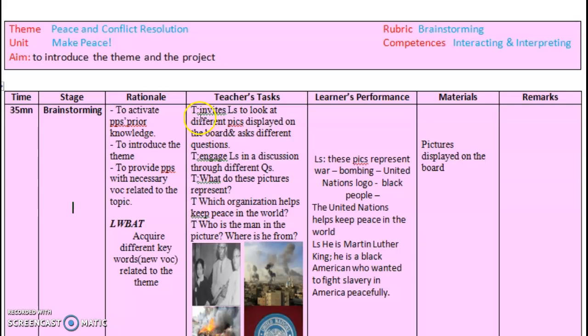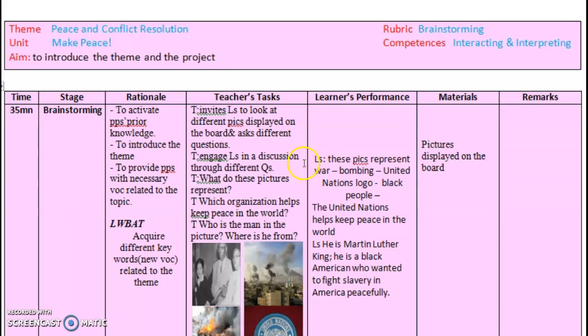For example, I started with: teacher invites learners to look at different pictures displayed on the board and asks different questions. Then we discuss the pictures. I discuss these pictures to elicit vocabulary words related to peace, and I introduce the theme of the unit, peace and conflict resolution, and I explain it.